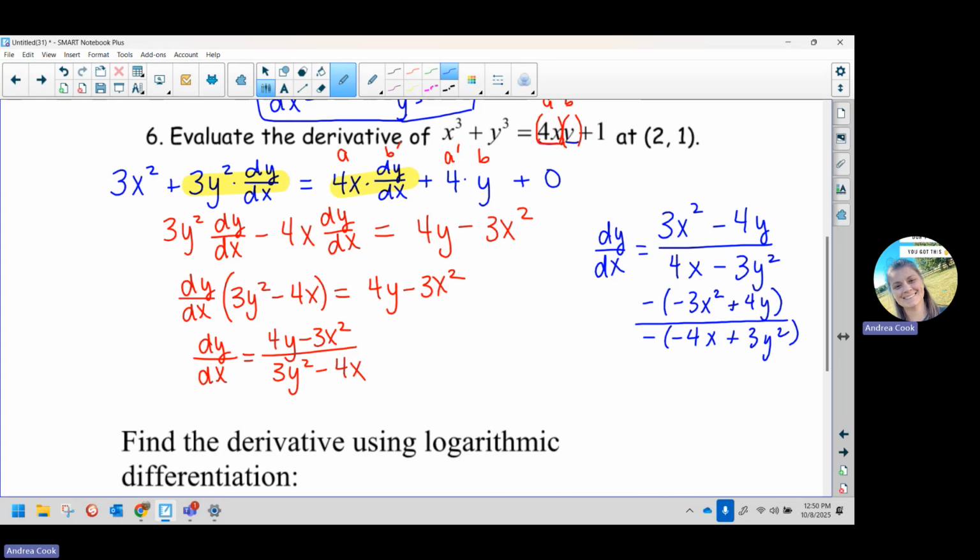Yes, plus one in the original equation. The derivative of 1 is 0, so that turned into a 0. Yes. So when you did 3y squared dy over dx minus 4x dy over dx, you can't make that 3y squared minus 4x dy over dx, because 3y squared and 4x are not like terms. So you can't combine them.